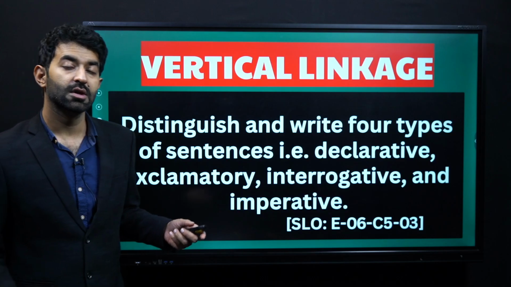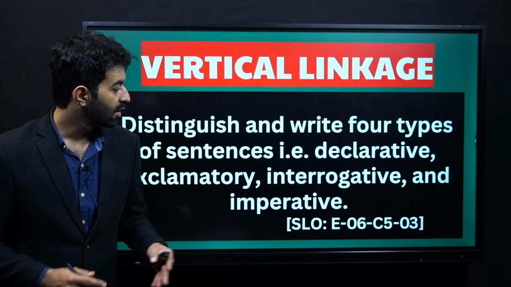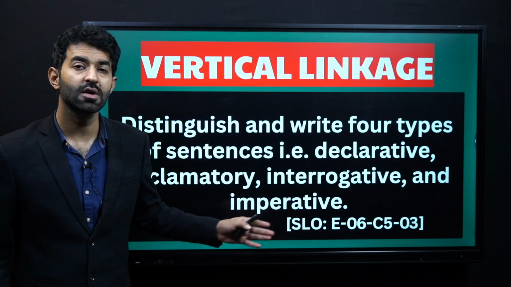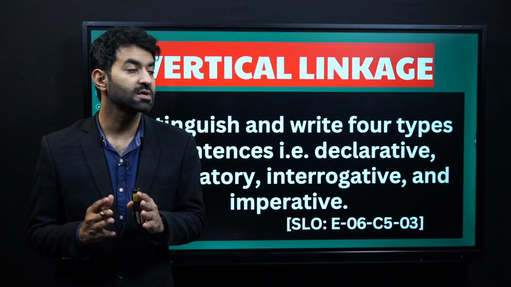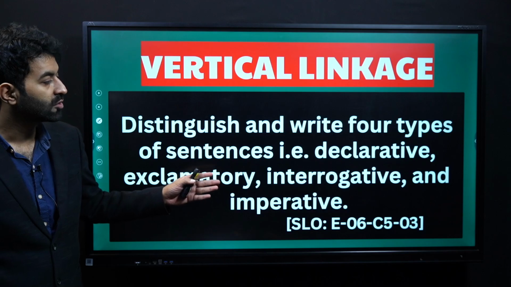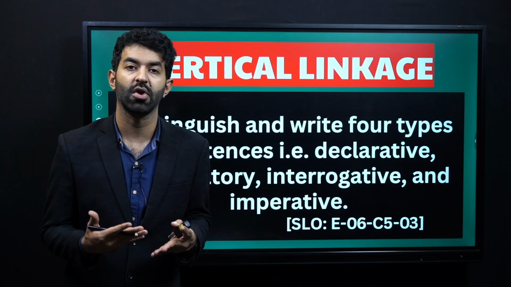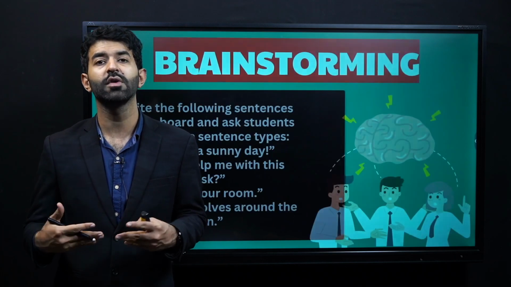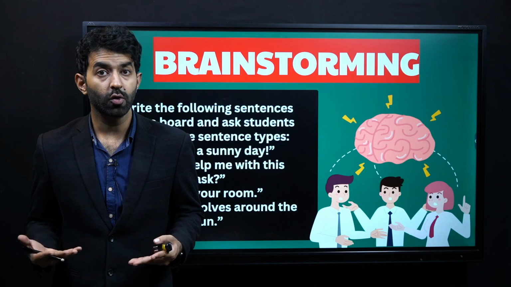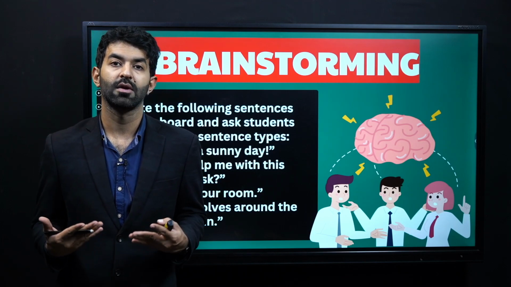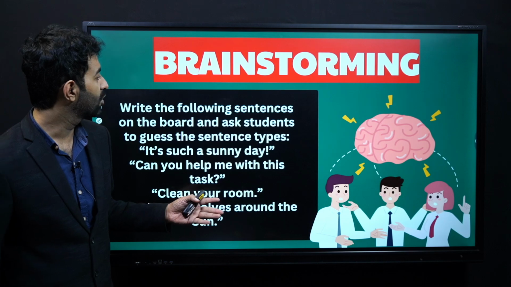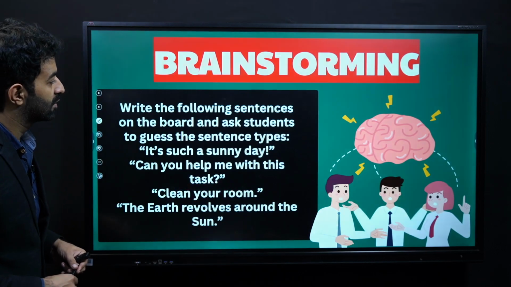Now, students, this is your vertical linkage of your grade 6, where, as you can see, the same SLO was taught. So, it means that we have a vertical linkage from the previous grade, grade 6. And now we are going to learn more about it and practice it more than the previous grade. Now let's talk about our brainstorming session.